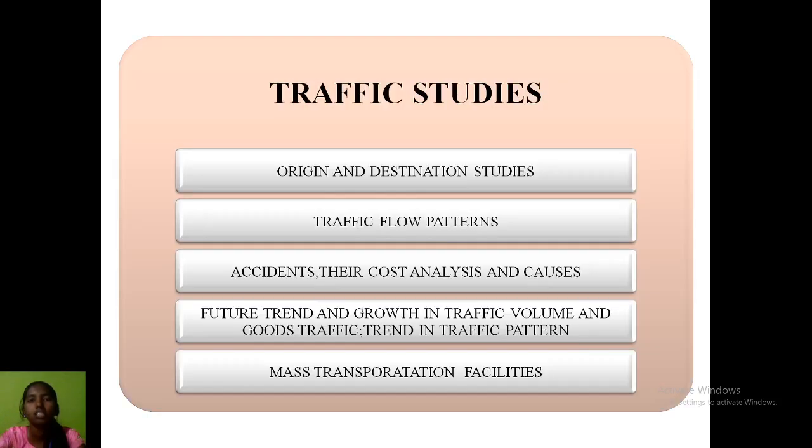And the third one is traffic studies. In these studies, details of existing traffic, their volume, and pattern of traffic flow are studied. Hence, these studies are also called traffic studies. The first one is origin and destination studies, traffic flow patterns, accidents, their cost analysis and causes, future trend and growth in traffic volume, goods traffic, trend in traffic pattern, and the last one is mass transportation facilities.